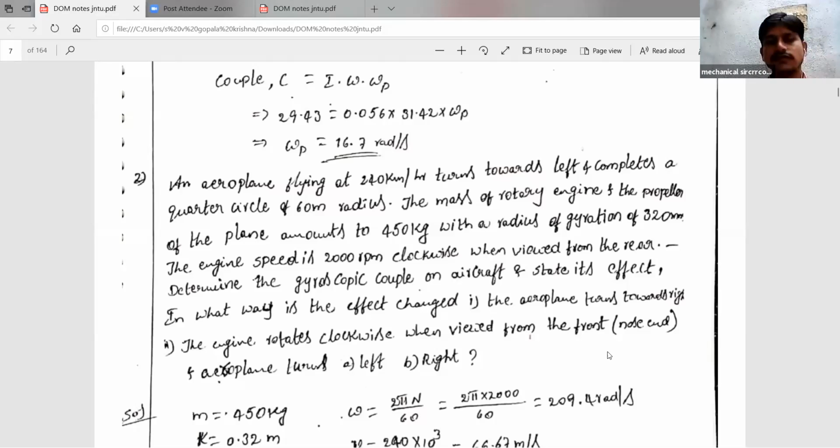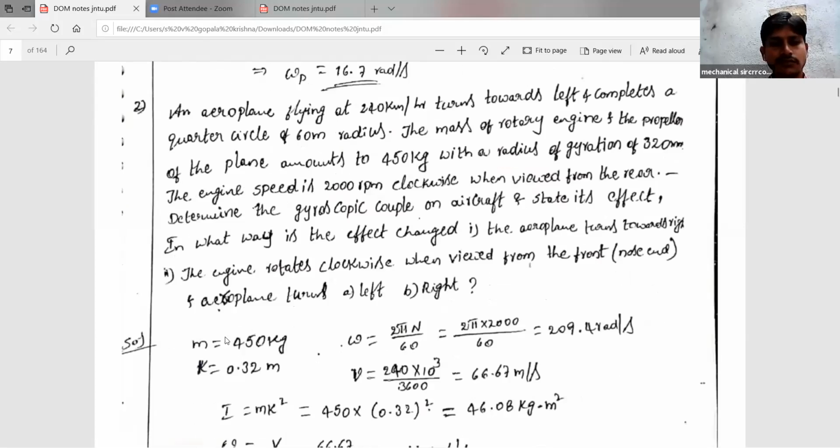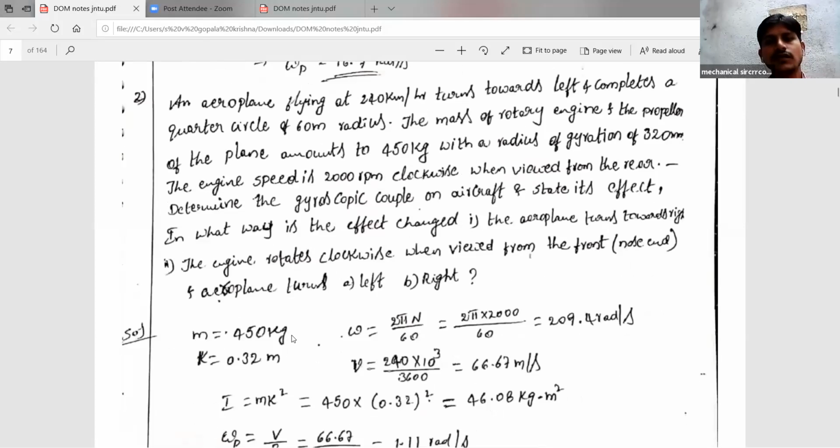So first, all of you write the given data. All of you observe that M is there, the mass of our engine and propeller, so 450 kg. Radius of gyration is 0.32. And next, the speed is 2000 rpm.